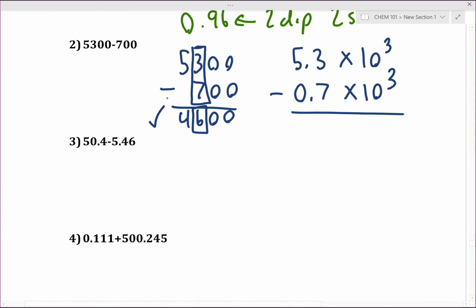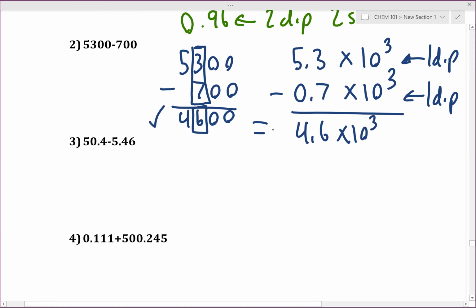I personally like the scientific notation method because it's much easier to see this. For example, 5.3 has how many decimal places? 1, right? We have 1 decimal place. 0.7 has how many decimal places? 1. So how many decimal places do we retain? 1. And that gives us 4.6 times 10 to the third, which is the exact same number as 4,600. Is this example much easier for us to see and count decimal places? Yes, this is why I like it.